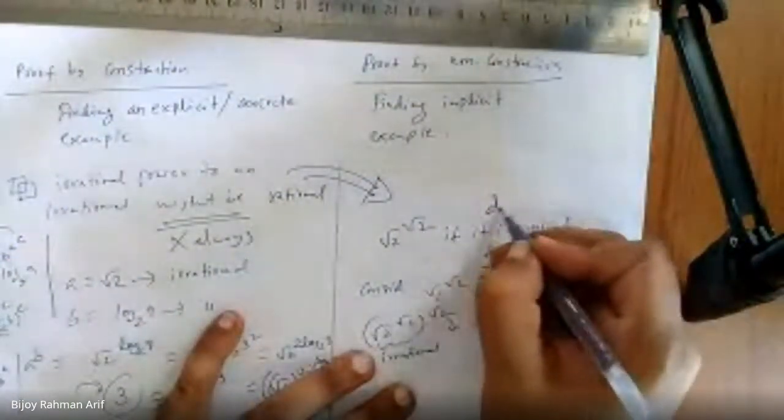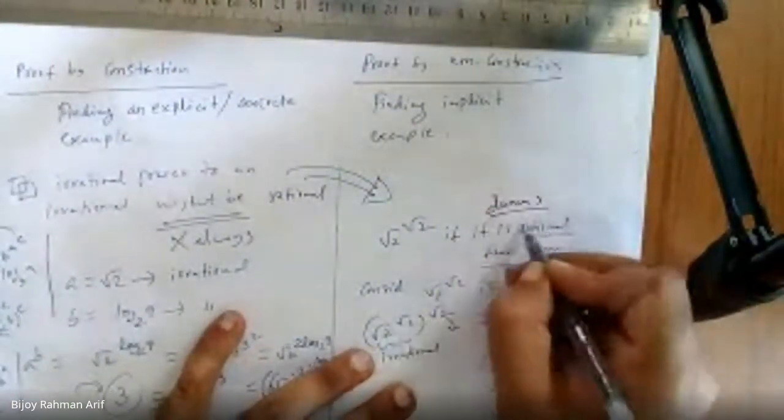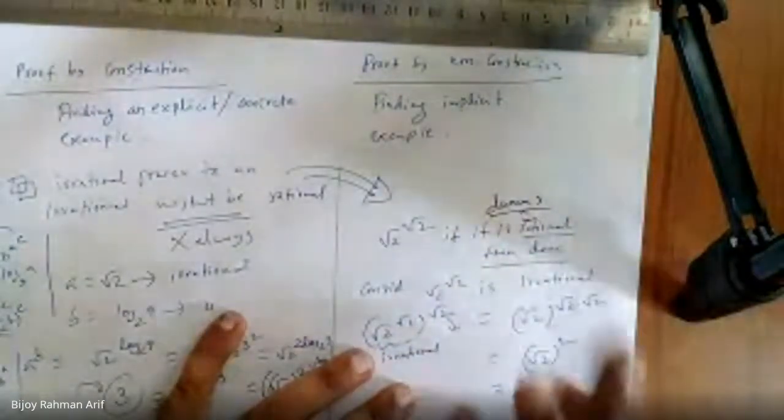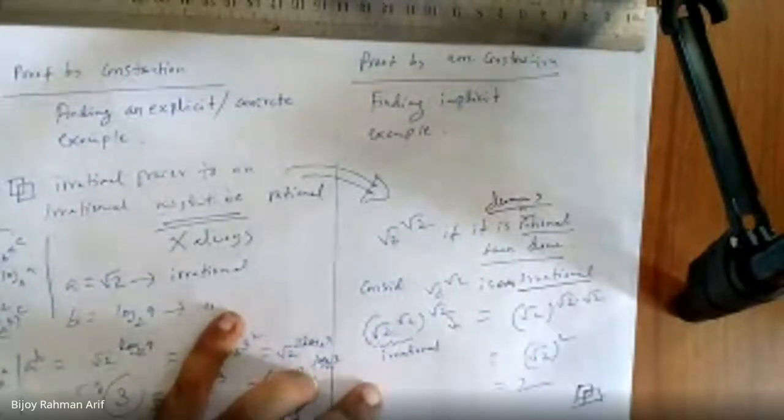So this is the dummy case. If it is the case, then we don't need to prove. So we have to go alternative. We consider it is irrational. If it is still irrational, we get an example where irrational to the power irrational is rational or integer. So we are done. Did you get this proof?